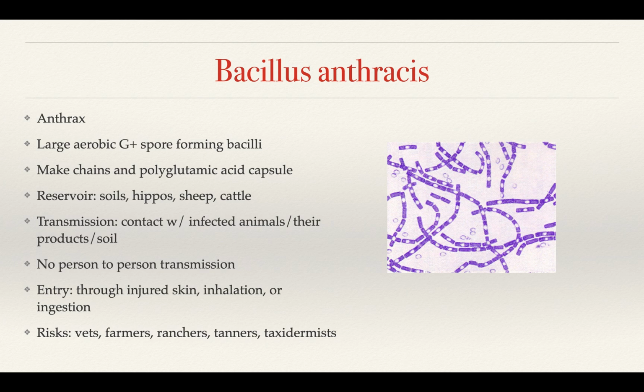Bacillus anthracis is going to cause anthrax. It's a large aerobic gram-positive spore-forming bacilli, and it makes all these chains, as you can see here. And unlike most bacteria with a peptidoglycan capsule, this has a polyglutamic acid capsule. The reservoir are soils and animals, particularly hippos, sheep, and cattle. The transmission is going to be contact with an infected animal and their products. There is no person-to-person transmission, so that is pretty good. It can enter through injured skin, inhalation, or ingestion.